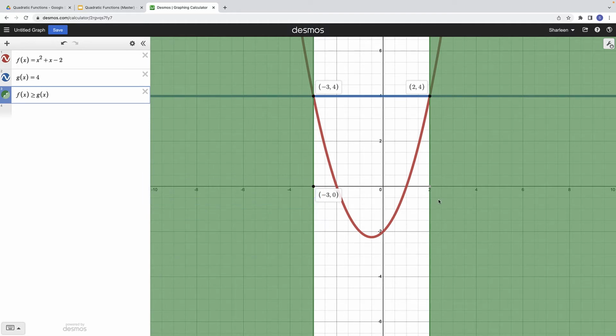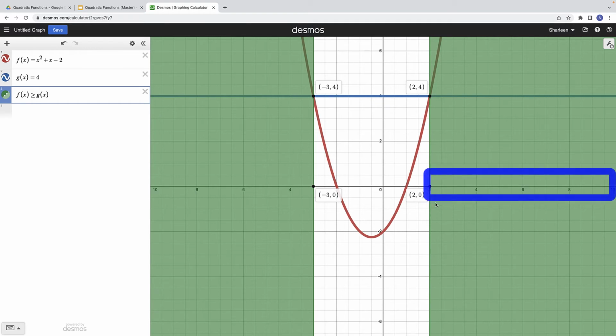On the right-hand side, we're looking to describe x values where our parabola is above the line. The first one occurs at 2. In fact, that's where the parabola and the line are actually equal. Then we want to describe the x values in this shaded region. These are going to be x values that are greater than or equal to 2.